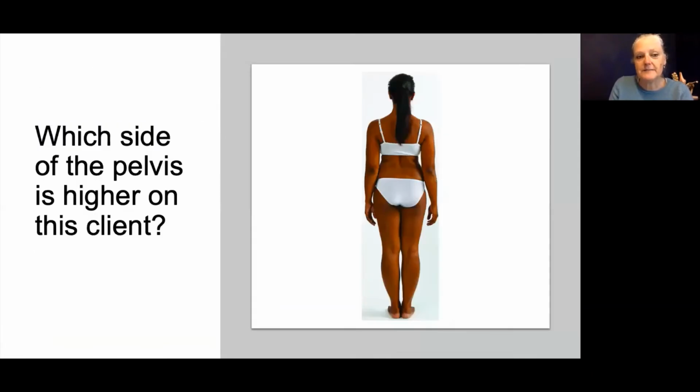Look at this lady. Which side of the pelvis is higher on her? Where do you think her pelvis is higher, on the left or the right? Again, if you look at the line of her underwear, her left side is slightly higher than on the right side. And that's because of the underwear, but again, if you put your hands on her waist, you would be able to tell that.